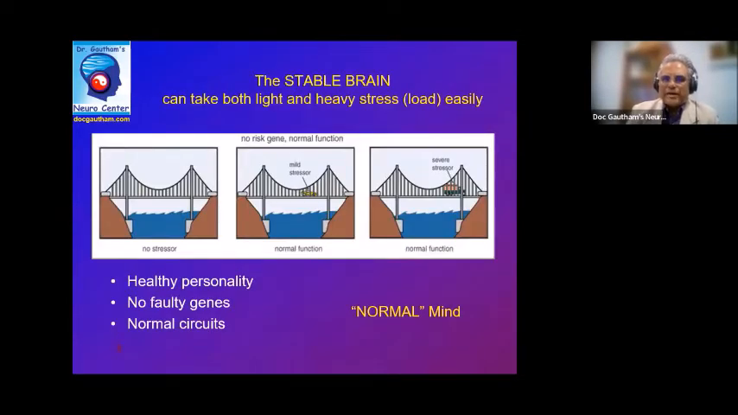The stable brain can take both light and heavy stress. So a person with a healthy personality, with few or no faulty genes, will have a stable mind, which we call normal. That means they are able to adjust to things that go on around us all day long.